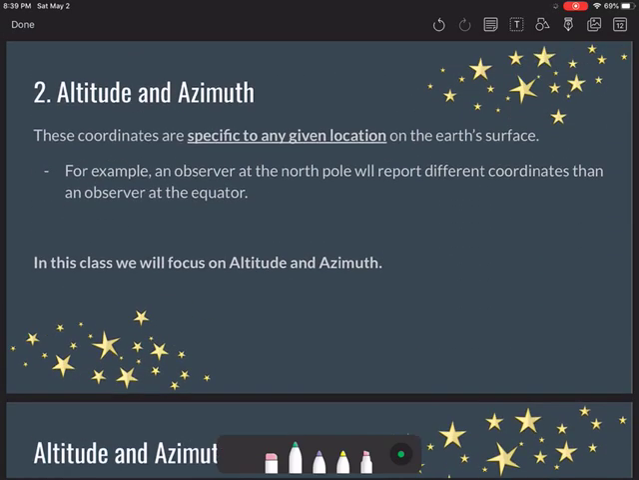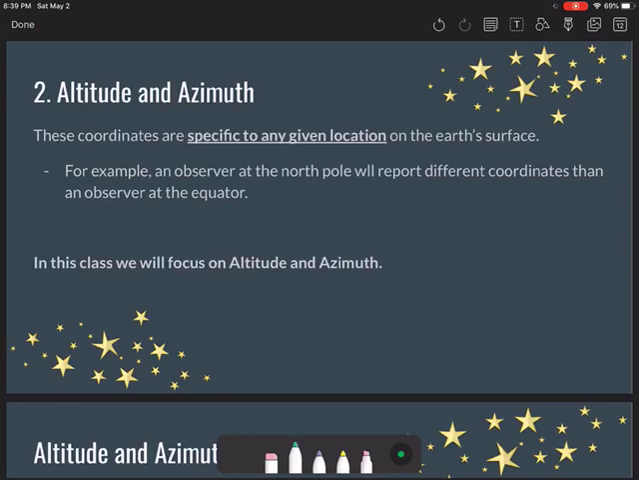Altitude and azimuth is not constant for any location where an observer is positioned. Rather, it is location specific. So if I am standing at St. Mary's at the front doors right outside the atrium, and I'm looking at the top of a tree and give you the altitude and azimuth to look at that same top of the tree, you will not be able to use the same coordinates that I provide you if you are standing on the other side of the parking lot. You have to be standing at the same location as I am.